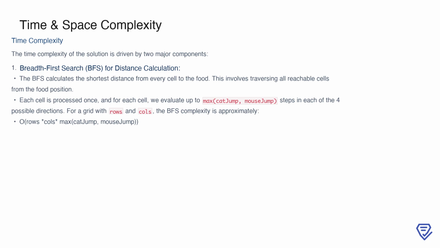On a grid with rows and cols, this results in a time complexity of approximately O(rows * cols * max(cat jump, mouse jump)). This term represents the cost of pre-computing the distances to the food, which is an important foundation for the rest of the solution.